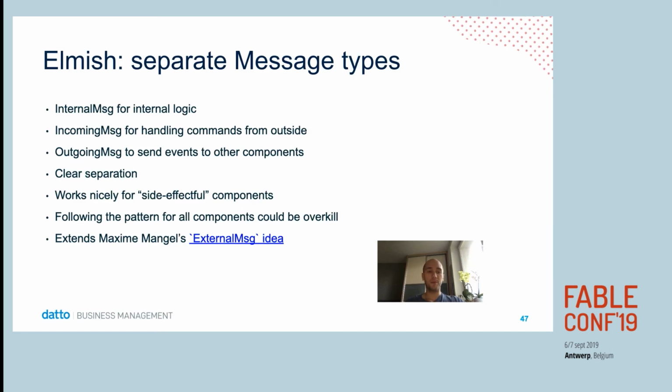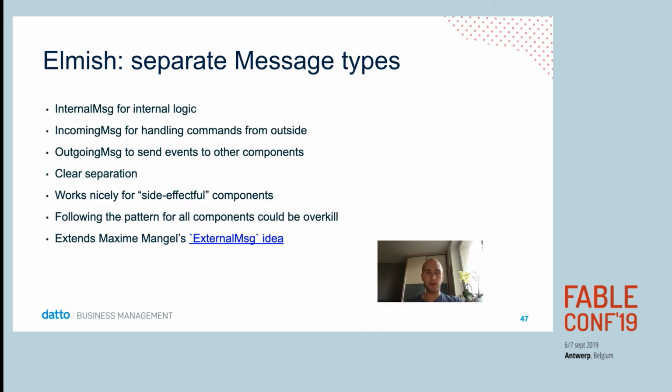So to recap, the internal message will be only for the messages that are triggered by and consumed by our component. Then incoming messages will be for handling commands that are coming from outside of our component. And outgoing messages are those that are meant to be sent to different components. It gives a clear separation of those message types, and in my opinion, it works nicely for those side effectful components, like in my case the Guacamole adapter.